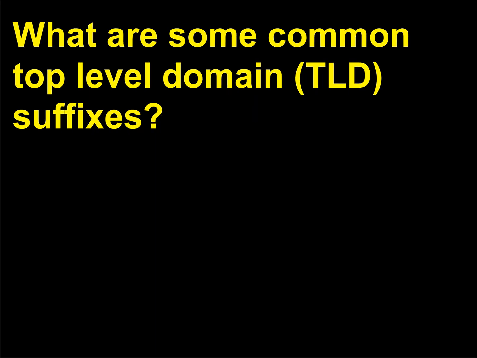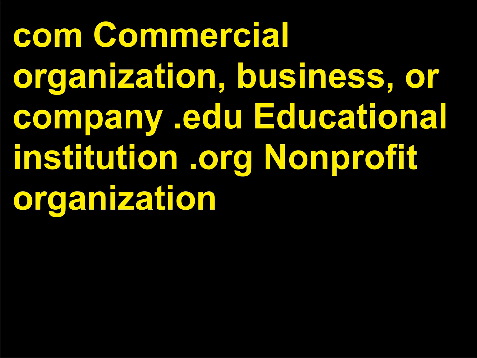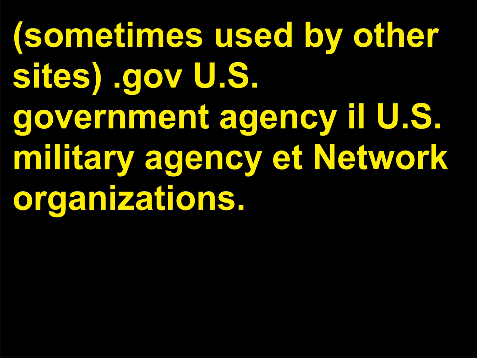What are some common top-level domain, TLD, suffixes? Common top-level domain suffixes are, top-level domain, TLD, meaning of the suffix. .com, commercial organization, business, or company. .edu, educational institution. .org, nonprofit organization, sometimes used by other sites. .gov, US government agency. .mil, US military agency. .net, network organizations.